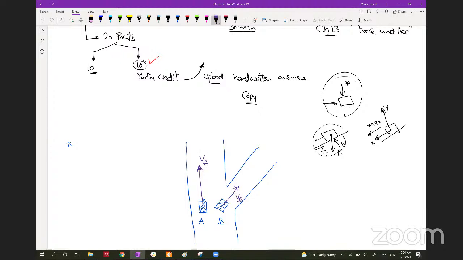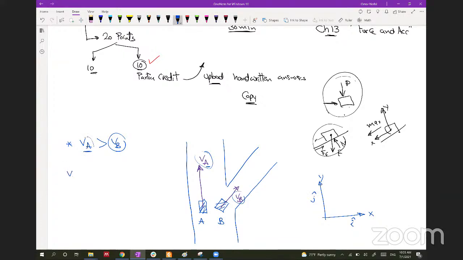So I might not tell you, maybe in the exam, the value of the velocity VA. I might say that this is VA and this is VB, and VA is more than VB. So you know that VA is in the J direction, so this is X, and this is Y. So this is the I hat direction, and this is the J hat direction.